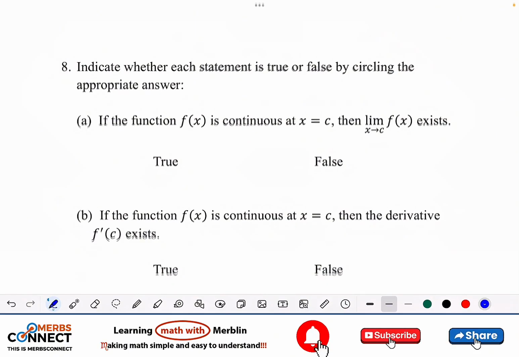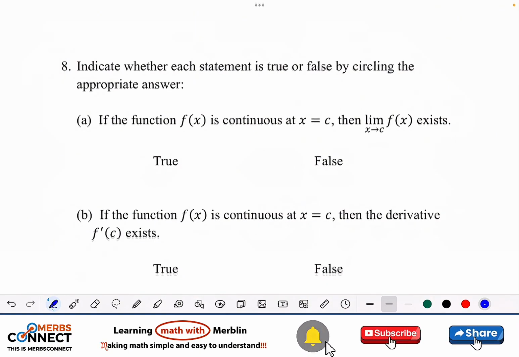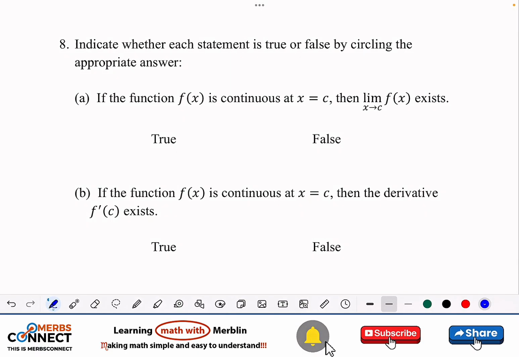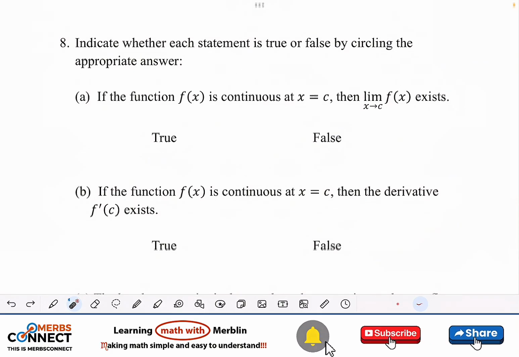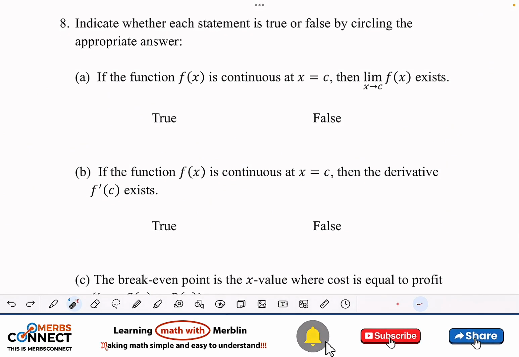Indicate whether each statement is true or false by circling the appropriate answer. If the function is continuous at x equals c, then the limit as x is approaching c of f of x exists. Is that true? Yes, of course. This is true because we said for the function to be continuous, we had three properties. We had one, f of c. So the point here is c. So f of c must exist.